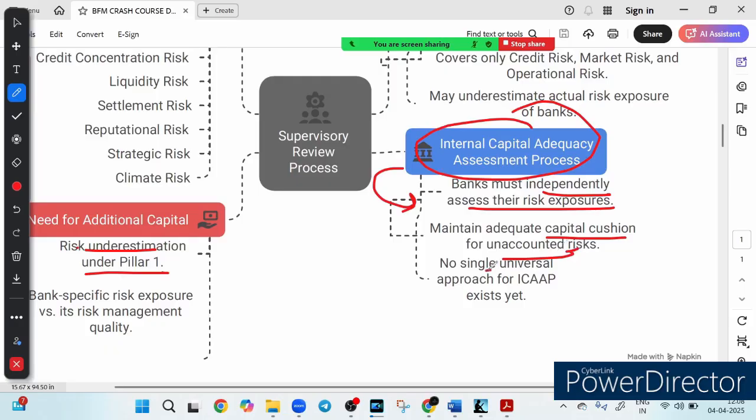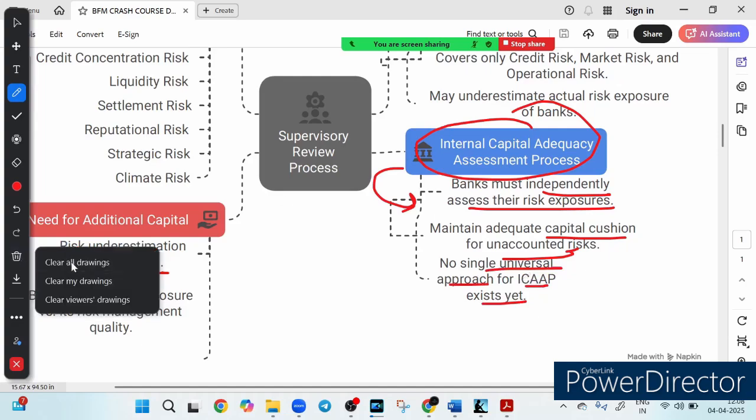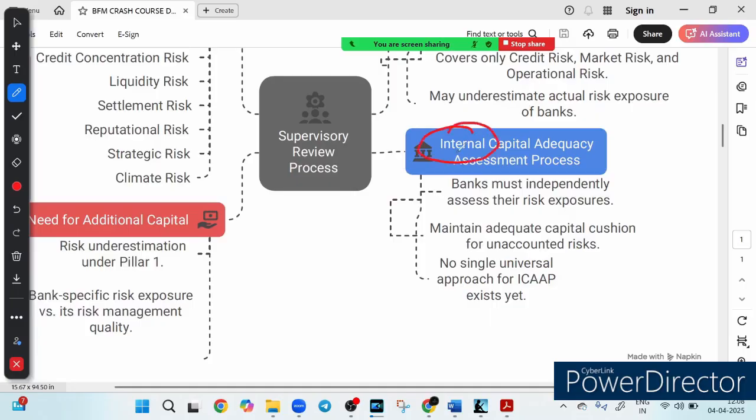And you know, there is no single universal approach for ICAAP that exists. Every bank must design its own approach. Remember it. That is why this word internal is used here. Why internal word is used? Because this process varies from bank to bank. Every bank has designed their own unique ICAAP. In short, we can say that regulatory capital rules are just the starting point.